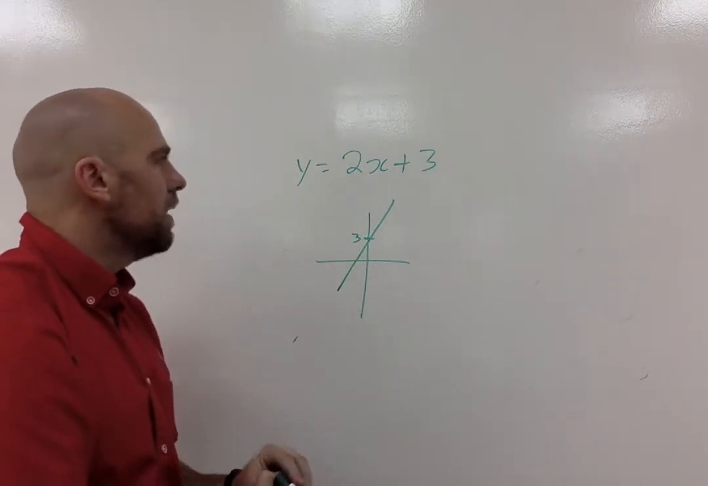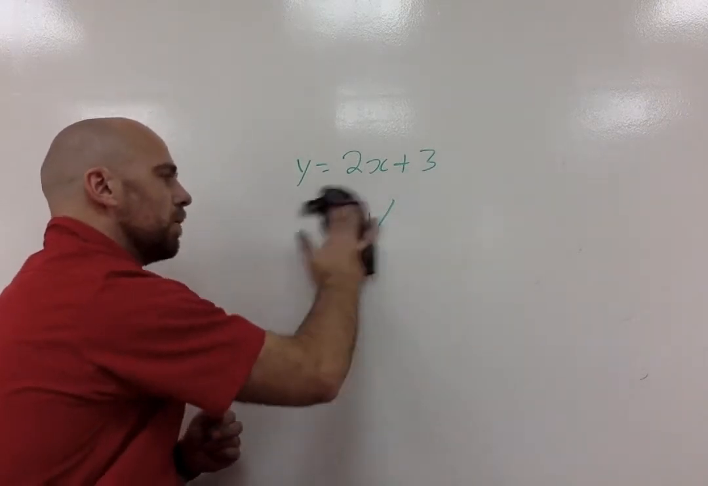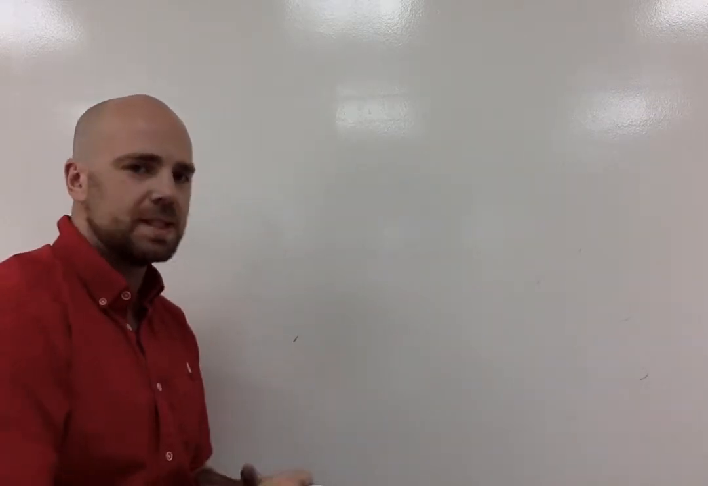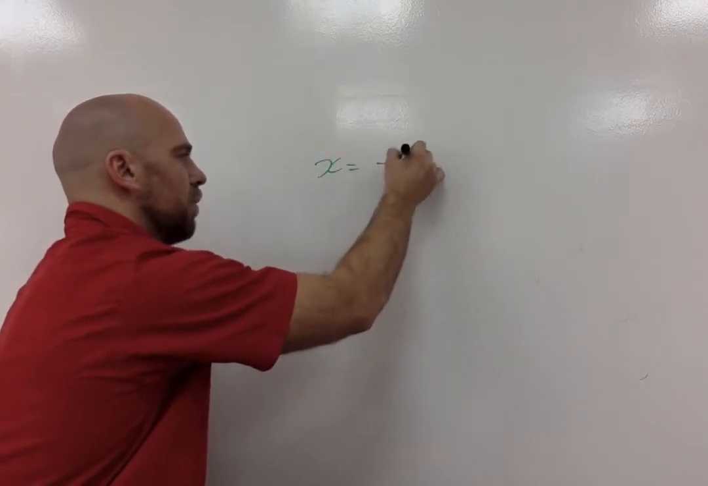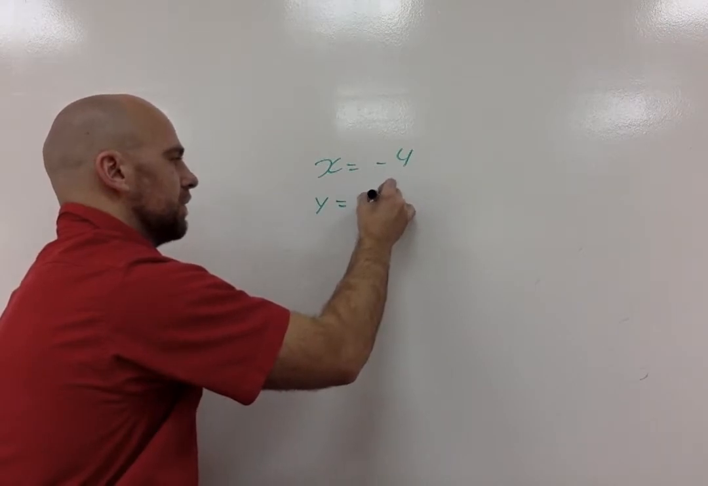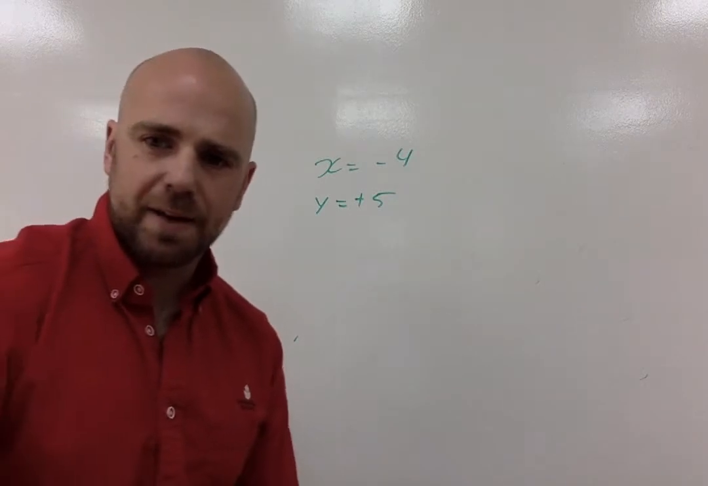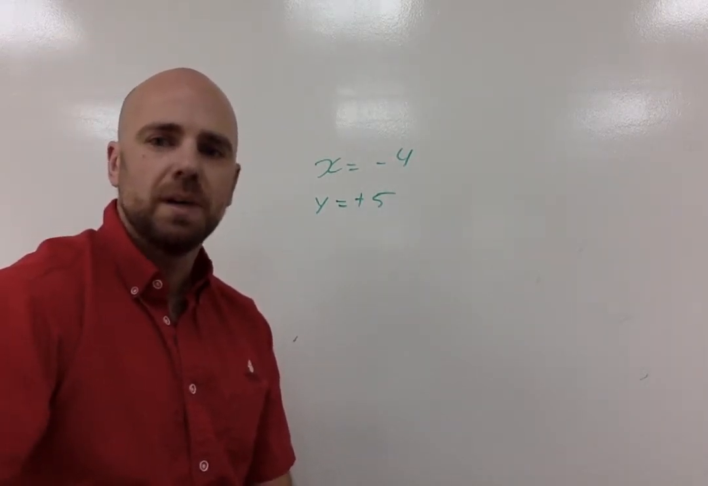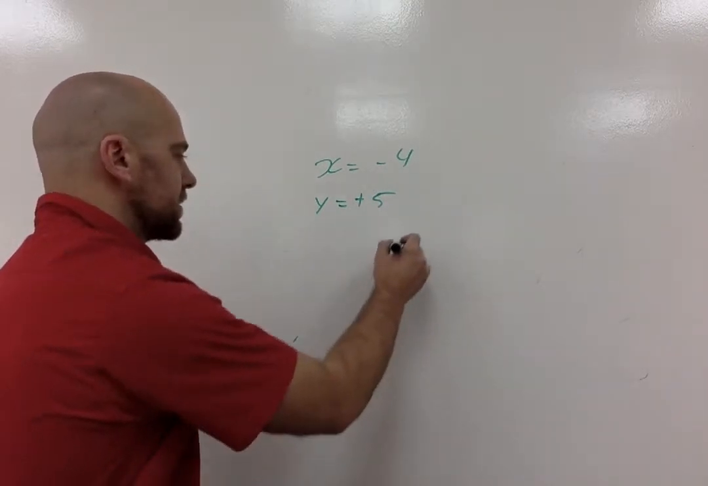Now, what if we were not given both variables? What if we were given something that would look like this? If it just said x equals negative 4 or y equals positive 5, what would these look like? We basically need to assume that we only have a single straight line.